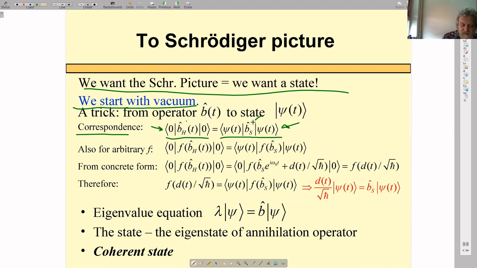Good. Since it's valid for an arbitrary operator, it would be valid for an arbitrary function of b. But we know actually the relation between b in the Heisenberg picture and b in the Schrödinger picture. They just differ by a time-dependent shift. So the matrix element of any function is just a shift.